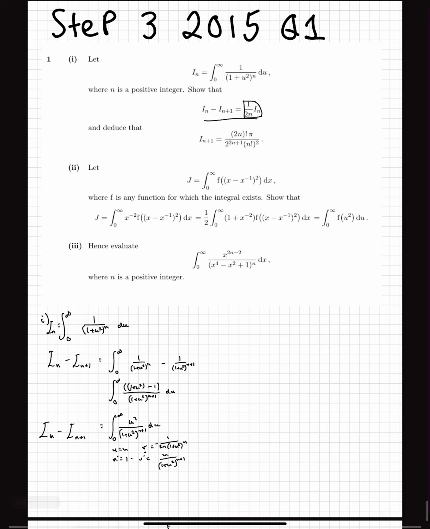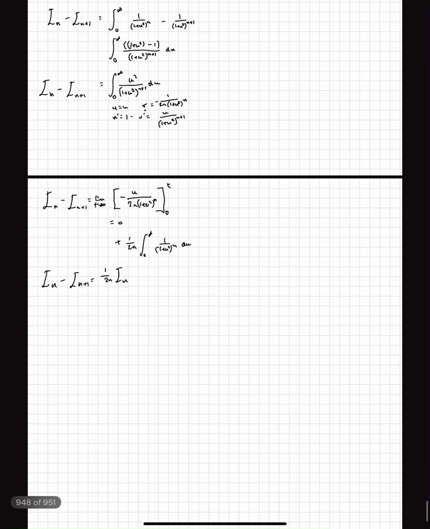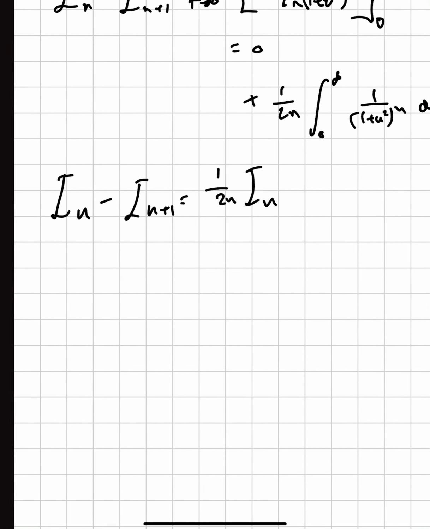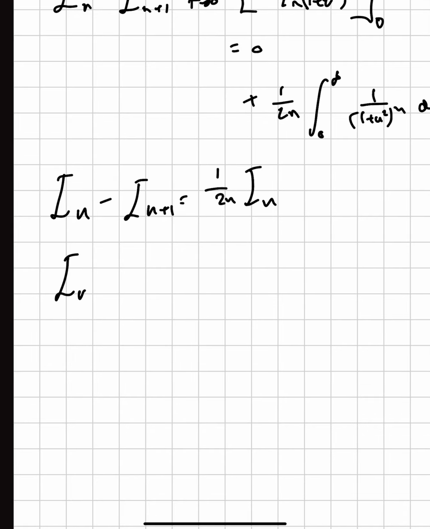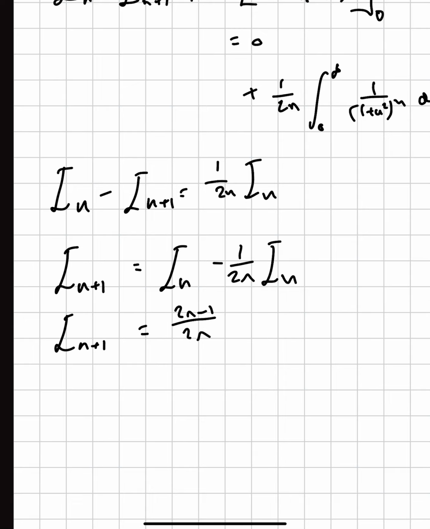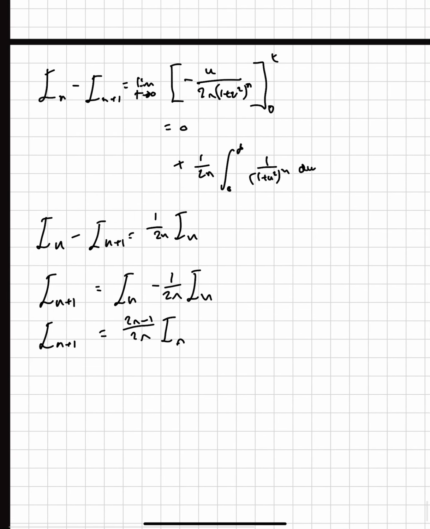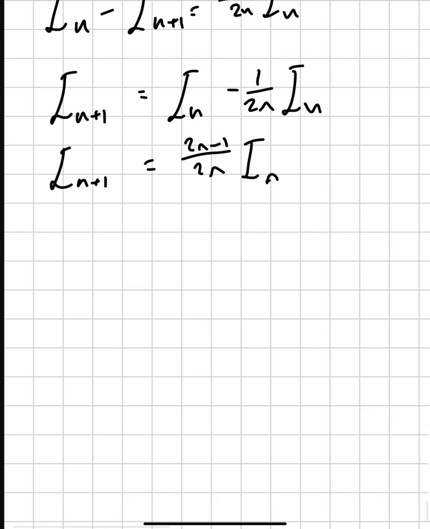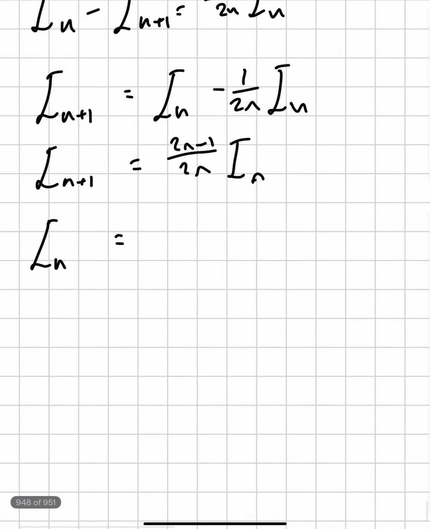Okay, so for this next part, we want to deduce this. First of all, we want to make I of n plus 1 the subject, because that's the thing we're trying to solve. So I of n plus 1 is equal to I of n minus 1 over 2n of I of n. That's equal to, if we multiply through by 2n, (2n minus 1) over 2n of I of n. So what we want to look at here is that I of n is going to be equal to (2(n minus 1) minus 1) over 2(n minus 1) times I of n minus 1.